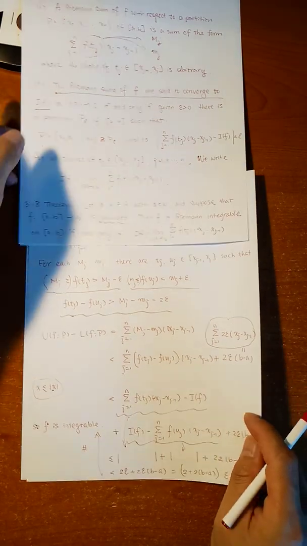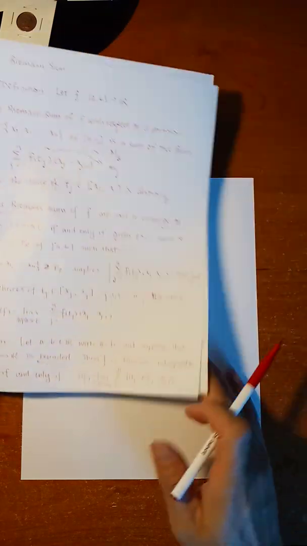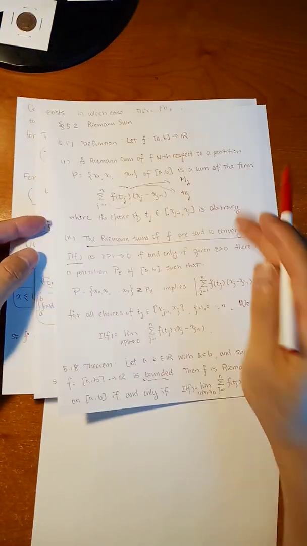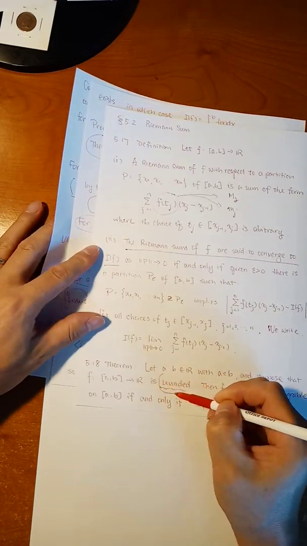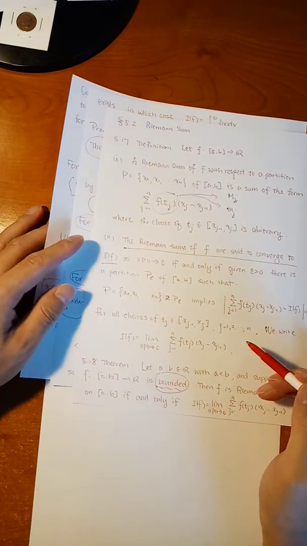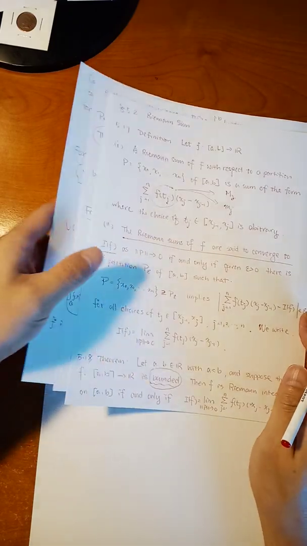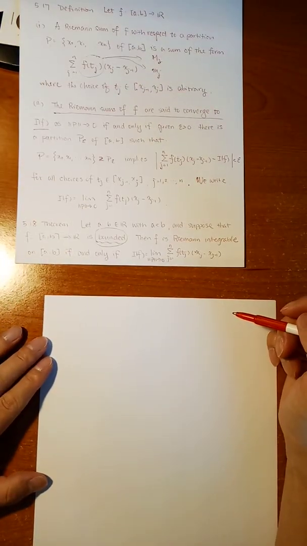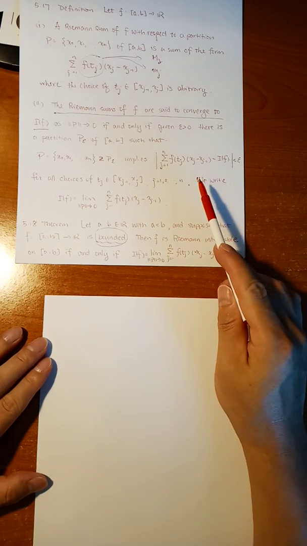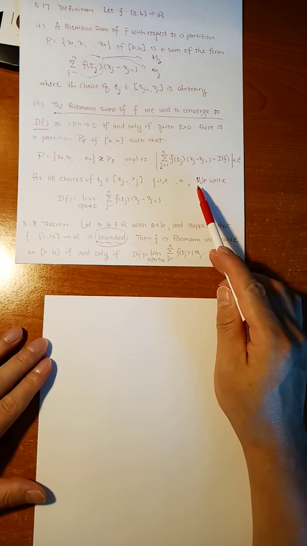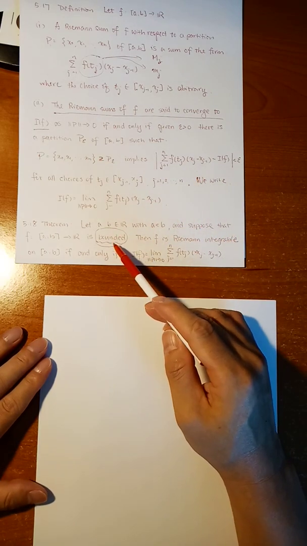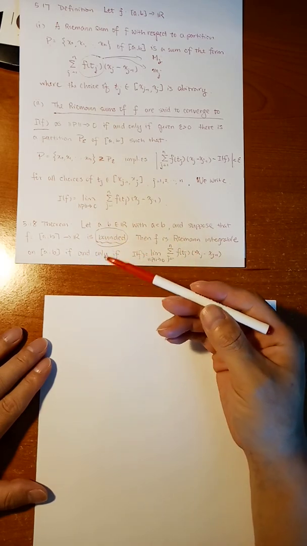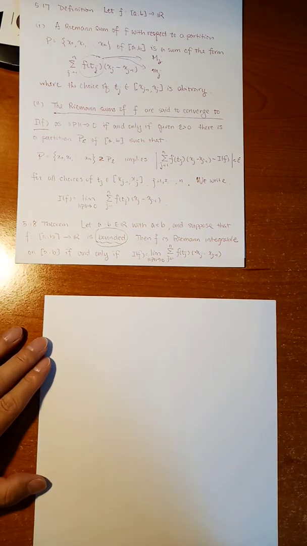So we show the equivalence, but remember that the equivalence has a condition: f has to be bounded. The Riemann sum convergence does not require f to be bounded, but the Riemann integral, which uses the upper sum and lower sum, requires boundedness.